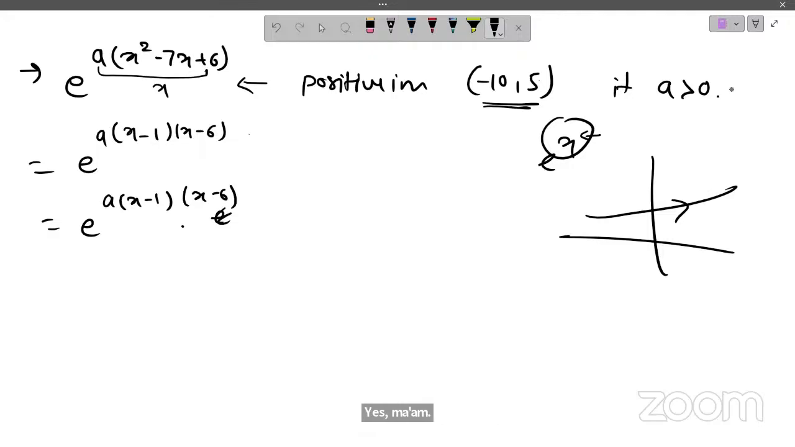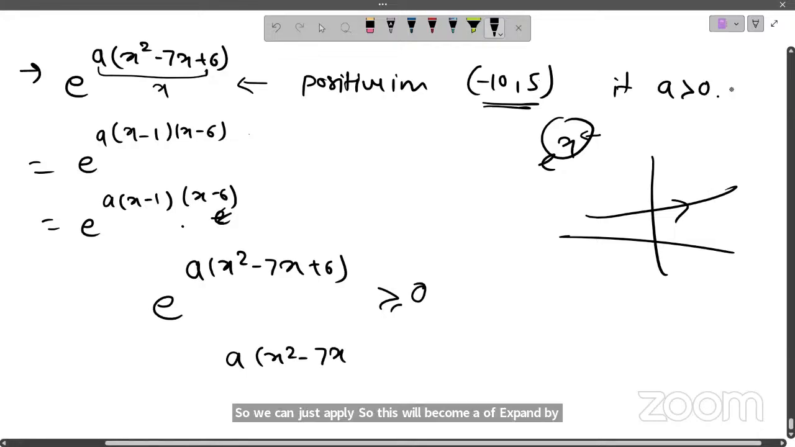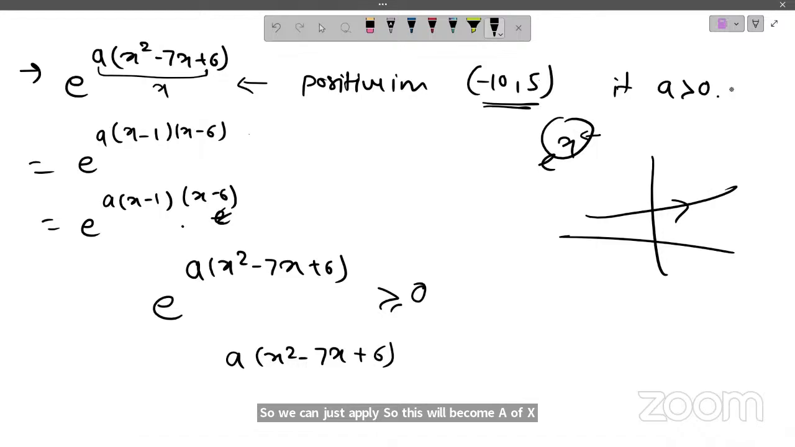Acha, now I got what you want to say. Okay, fine. E to the power a of x square minus 7x plus 6. So I want when it is greater than or equal to 0. So we can just apply log here. So this will become a of x square minus 7x plus log of 0, which is not defined here. So we cannot apply log, okay? Yeah, we cannot apply log.